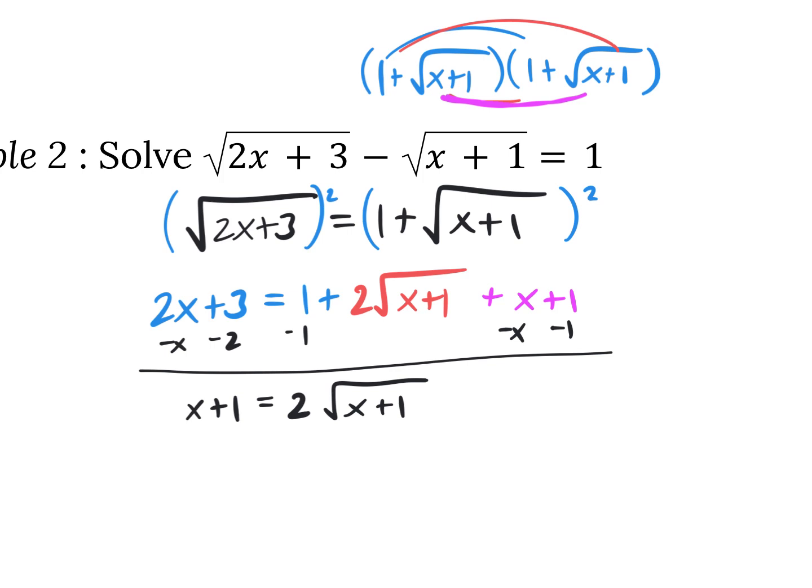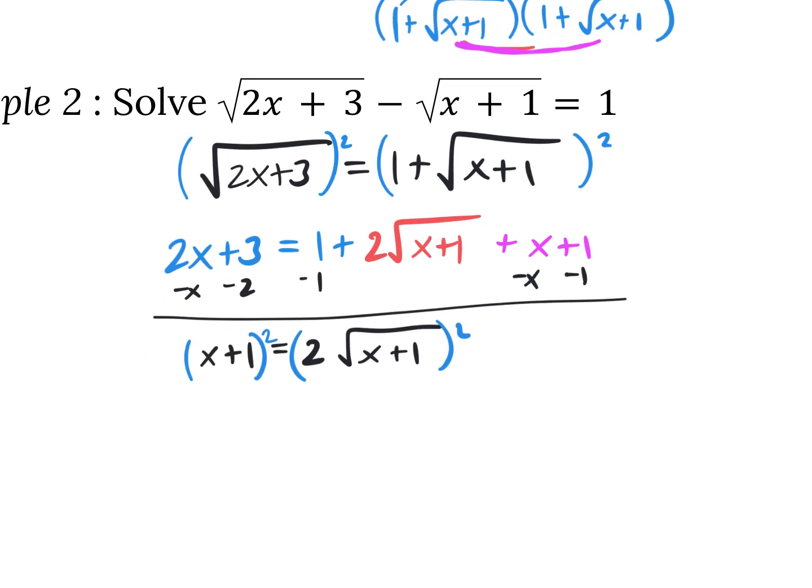So let's go ahead. We have to square both sides completely. And this is where some people get confused. You have to square the 2 as well. It's in front of your square root. So on the left side, do a quick little FOIL. We're left with x squared plus 2x plus 1. And on the right side, that's going to equal 4 times x plus 1.